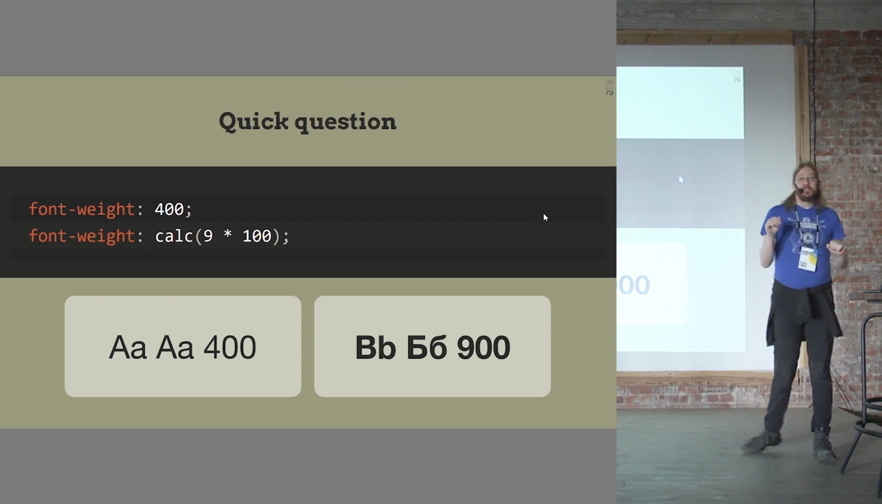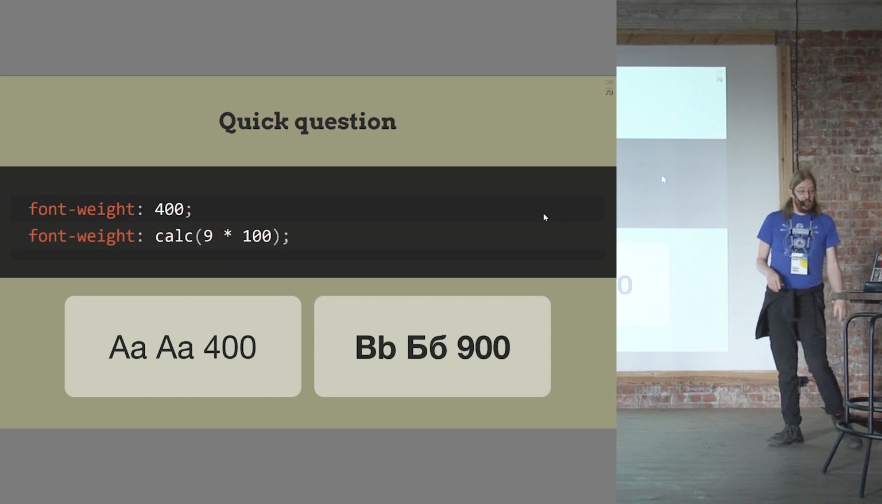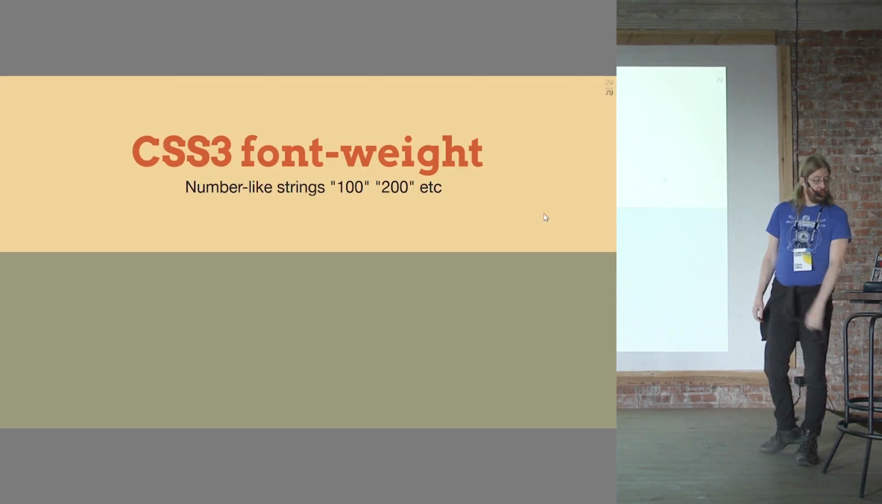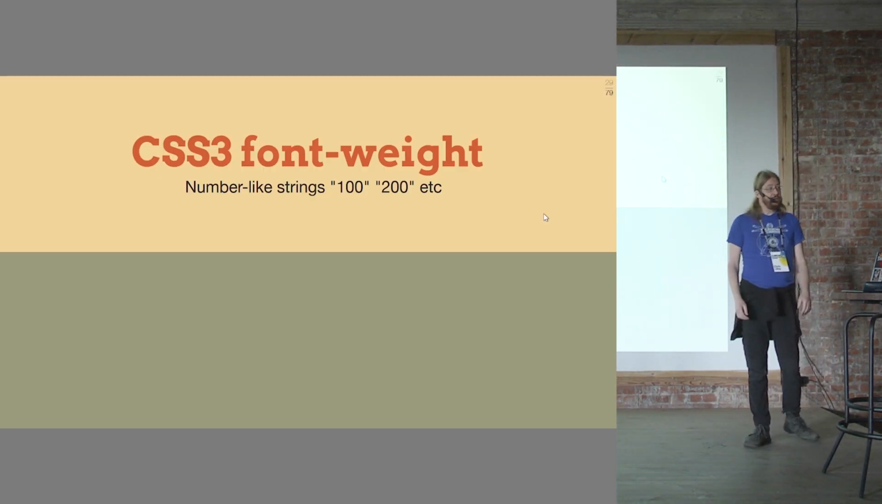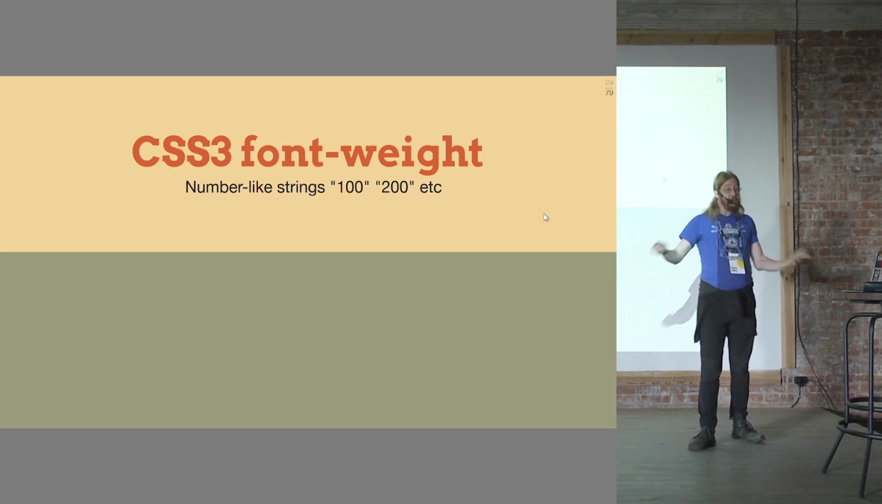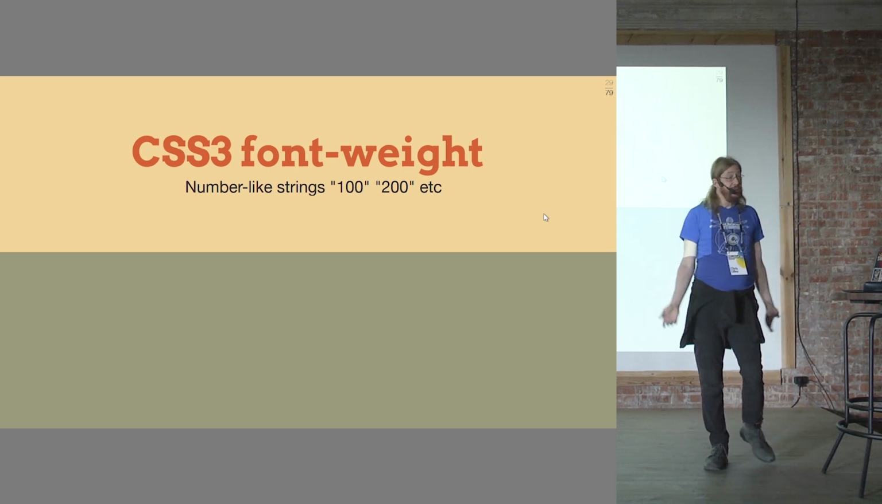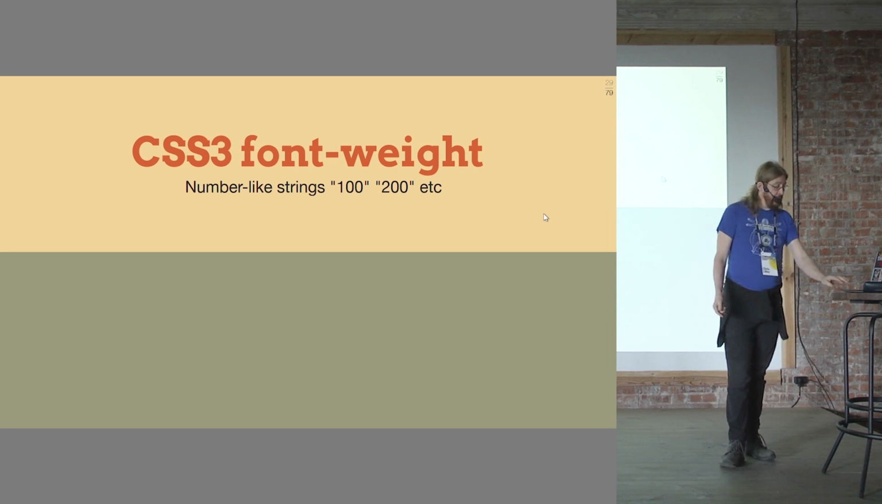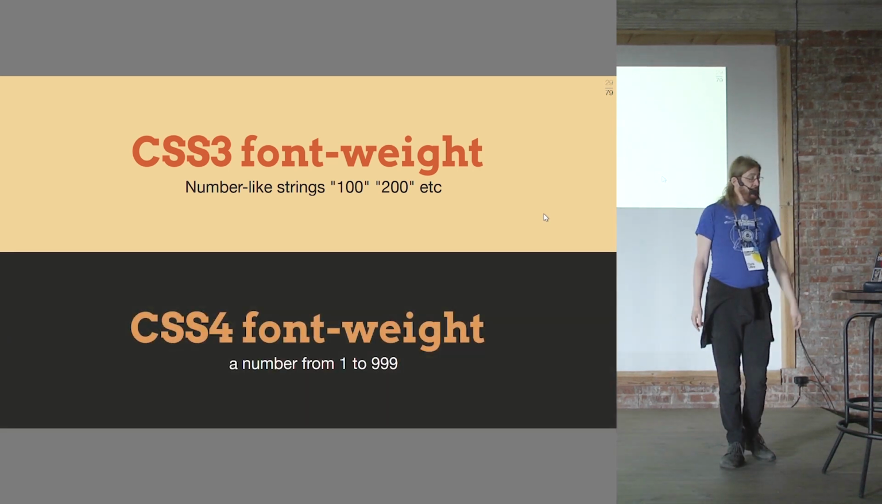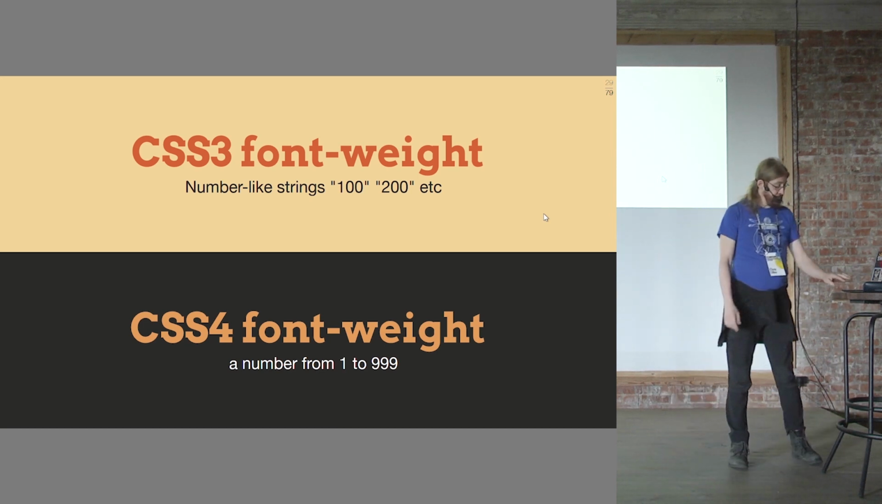Okay, in Fonts 3, the answer was 400. Because it was a bunch of number-like strings. The allowed values were 100, or 200, or 300. These were not numbers. You couldn't interpolate them, and it didn't matter because the fonts came in these weights anyway, mostly. In CSS 4, it's actually a number, like the OpenType spec says. Between 1 and 999, you can have any value you want.